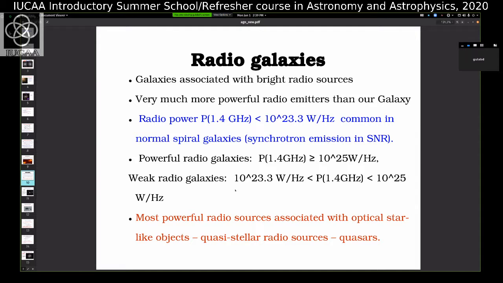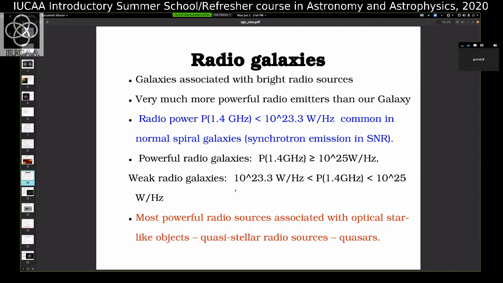So what are radio galaxies? Essentially, galaxies associated with bright radio sources. They are very much more powerful radio emitters than our own galaxy, the Milky Way. Low radio power, something like less than about 10 to the 23 watt per hertz, is common in normal galaxies like our own. And as I mentioned, the origin of this radio emission is the synchrotron emission in supernova remnants. Powerful radio galaxies have radio power more than about 10 to the 25 watt per hertz, and the weak radio galaxies have power in between these two numbers.